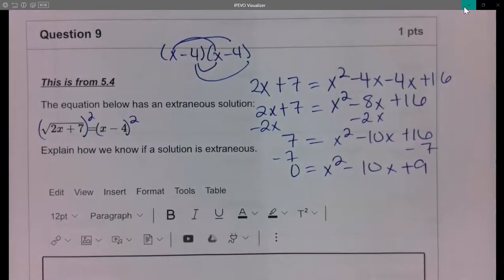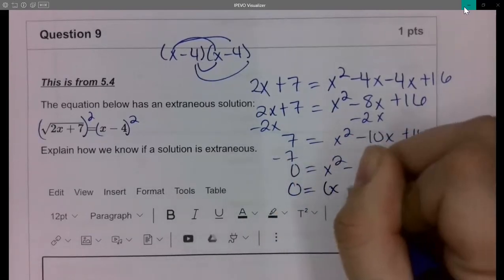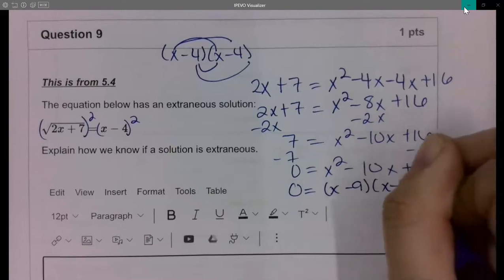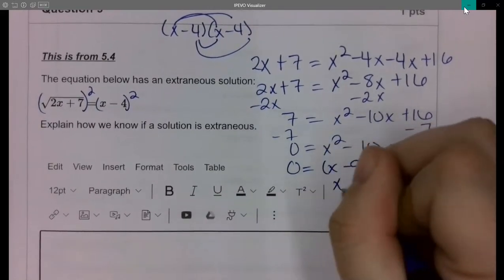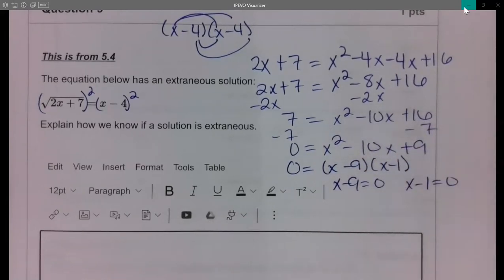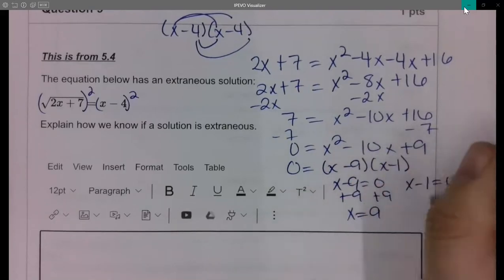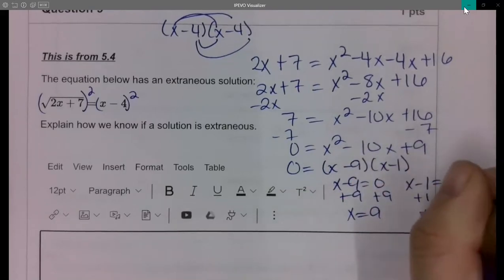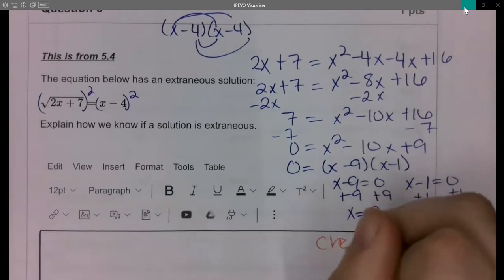I want to factor this. I'm looking for what multiplies to positive 9 and adds up to negative 10. This is going to be negative 9 and negative 1. Then I can take each of those and set them equal to 0. So I have x minus 9 equals 0, x minus 1 equals 0. Solve for x. I get x equals 9, x equals 1.